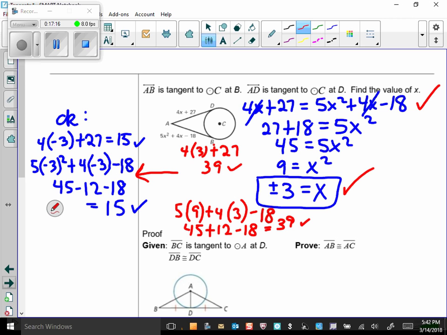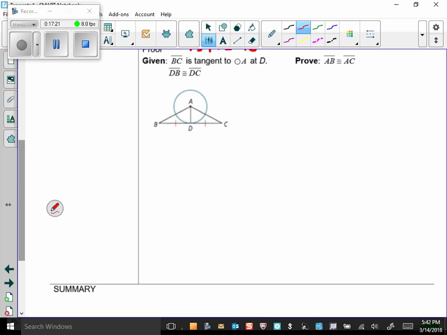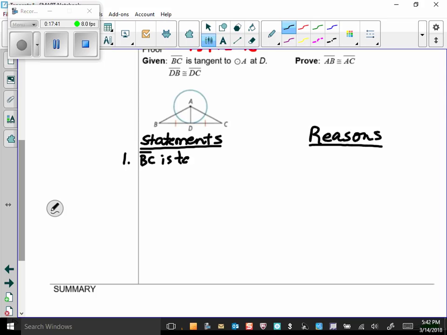Have to check those things when I get negative answers because I'm not sure that negative answers always work in geometry. All right, finally we're going to finish up with a proof here. Going to put our statements, our reasons. Going to go ahead and write down the given statement first. BC is tangent to circle A at D, and DB is congruent to DC.